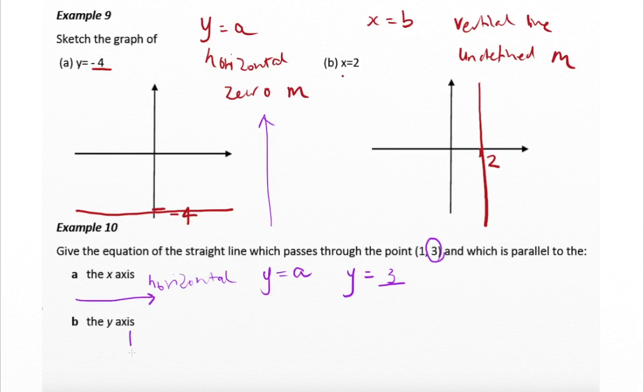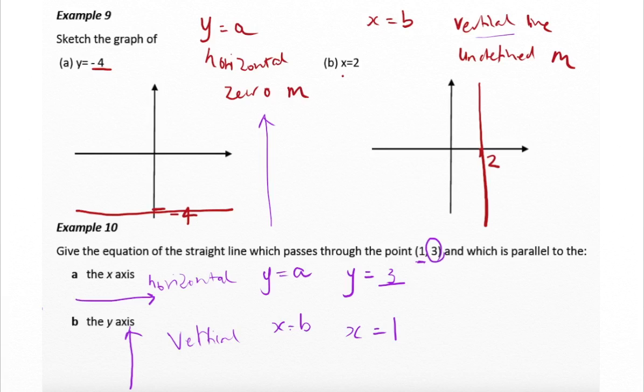The same idea, it's parallel to the y-axis, which means our line needs to be going vertically, which is what we looked at before. That is going to be in the form of x equals b, and just have a look at what the x value they gave us, so that is going to be x is equal to 1.